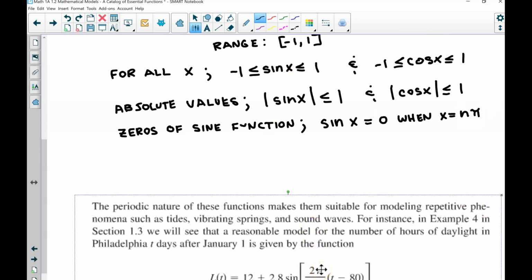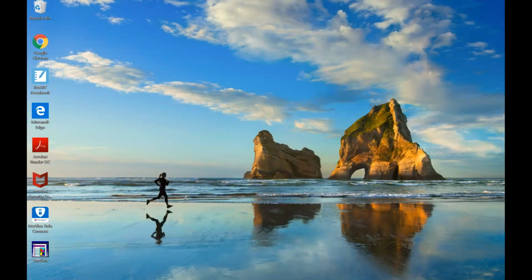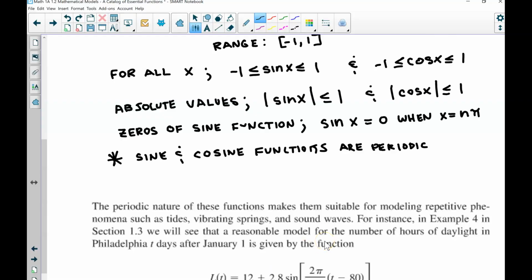So let me make note of that here. So an important property, and I'm going to go ahead and put an asterisk down here, which I think is very important, is that sine and cosine functions are periodic and have a period of 2 pi.